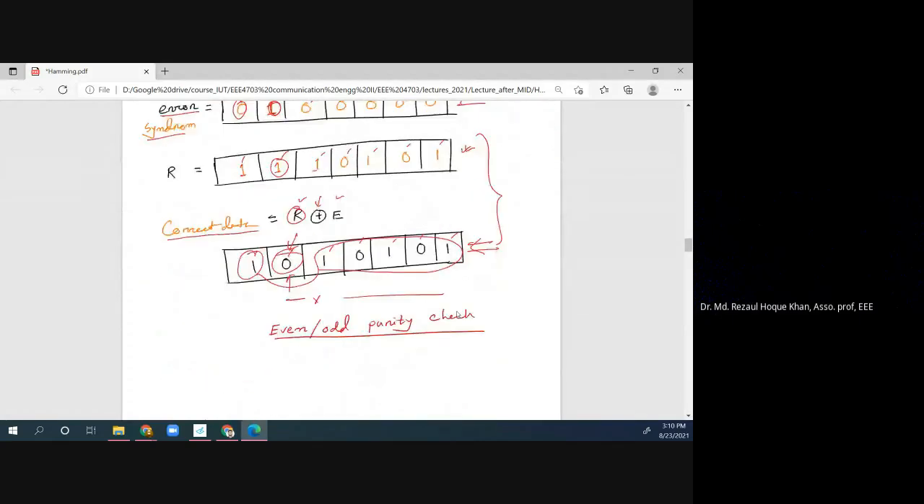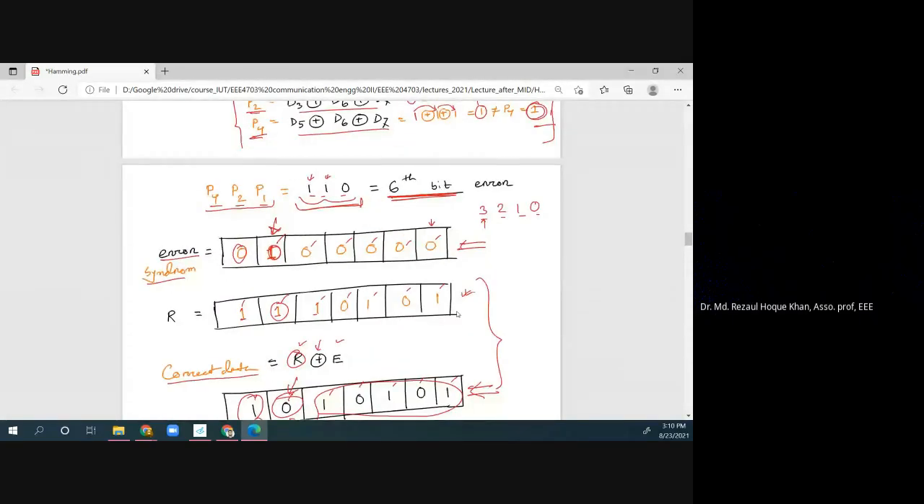Okay. So you see, we can detect and we can correct it. Once we can detect, it's easy to correct it.